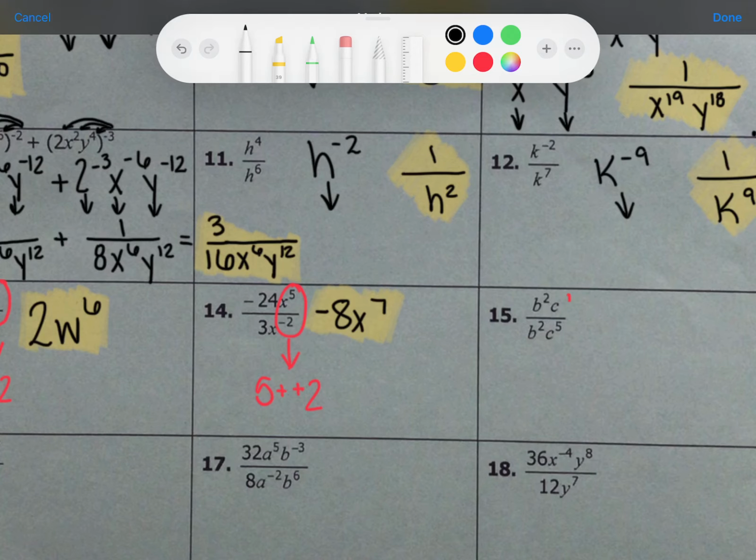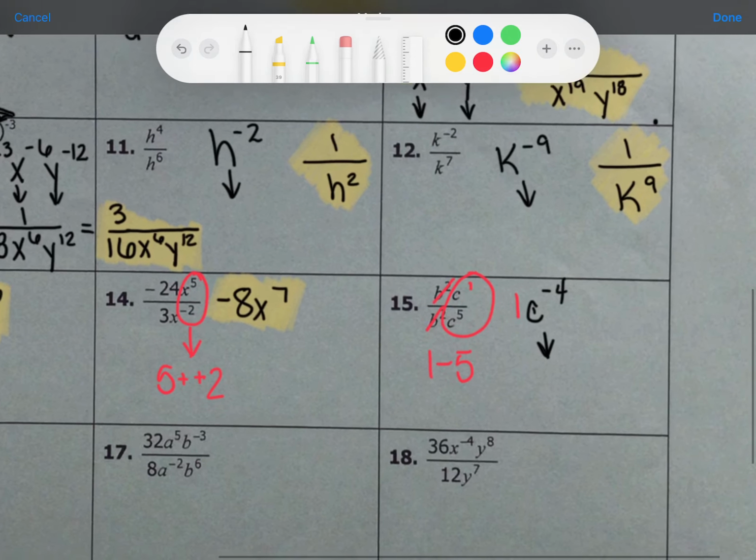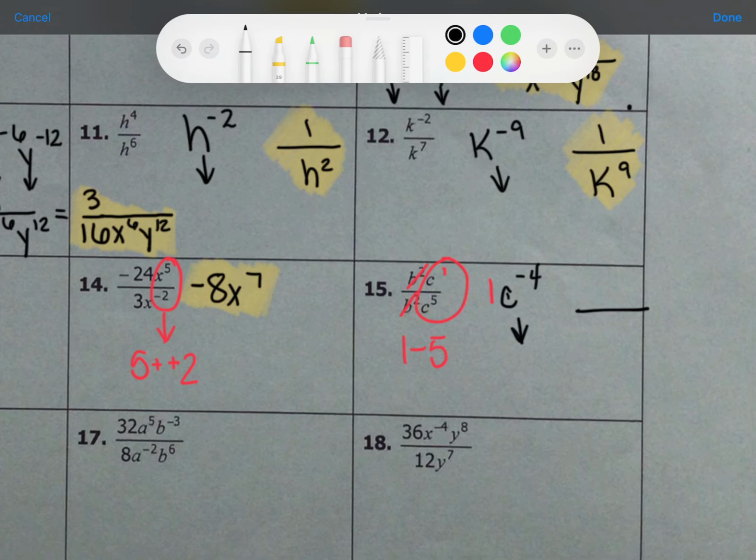All right, so if you remember, 2 take away 2 is 0. Anything to the 0 power equals a 1. So this is going to cancel and give me a 1. And then when you subtract these C values, you get 1 minus 5. What's 1 minus 5? Negative 4. Can you have negatives? Nope. So we're going to push that C to the bottom. Fraction bar, 1 stays on top, C goes to the bottom. So it's 1 over C to the 4th.